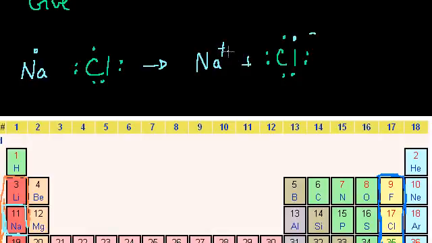Right? Coulomb forces. Positive is attracted to negative. Negative is attracted to positive. And it can be very strong, this electrostatic force. So they stick to each other. And so this force of attraction, this is an ionic bond.